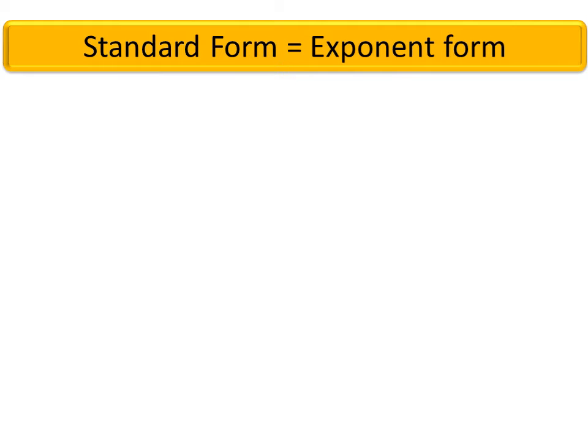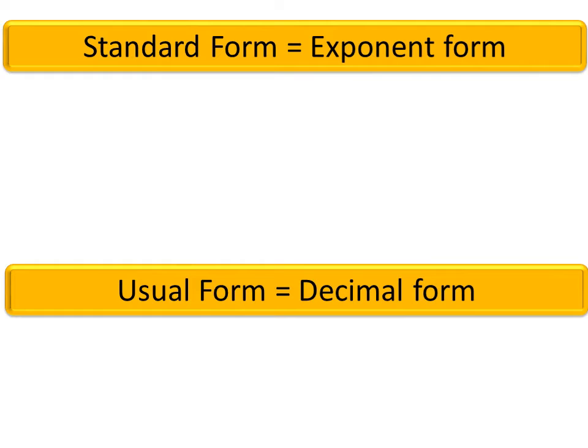We write numbers in two forms or in two methods. One is called a standard form. Standard form means expressing the given number using powers or exponent. That's why we call it as exponent form. The second method is usual form or decimal form, which means we express the number as a decimal number.